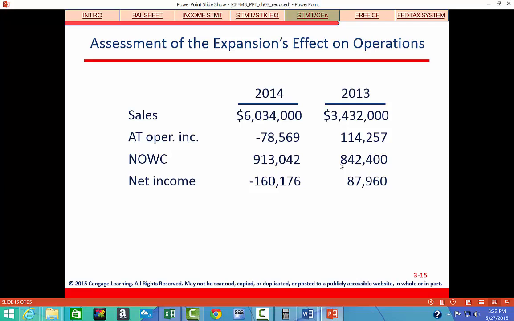And so here we look at just kind of a short assessment of the expansion's effect, and we see that sales doubled, after-tax operating income decreased to a negative number, net operating working capital increased, and net income decreased. So overall, this is not good information about the expansion.